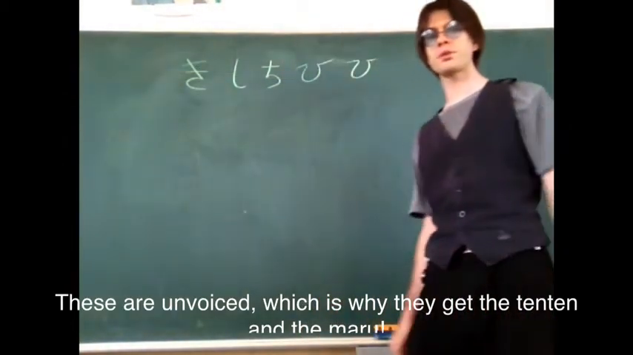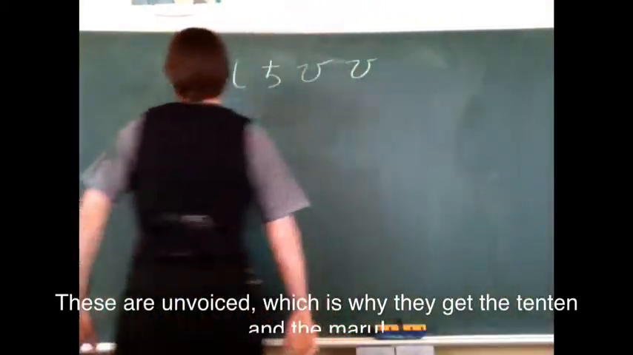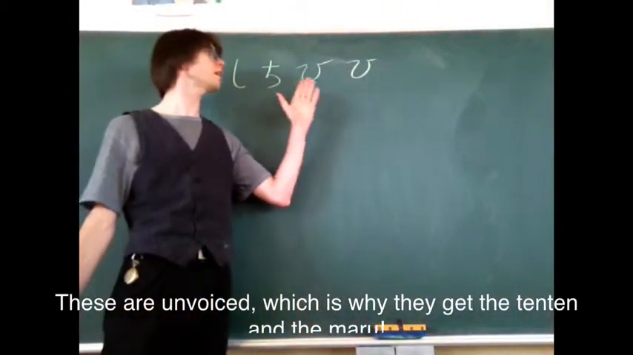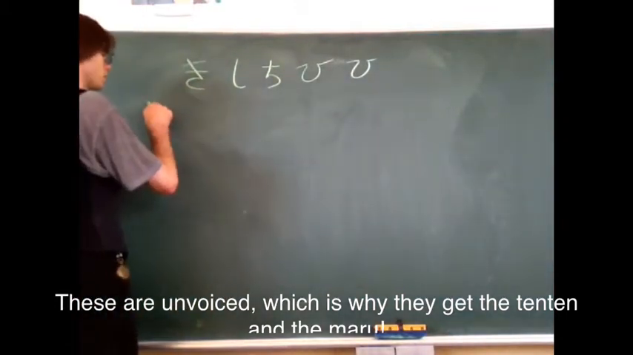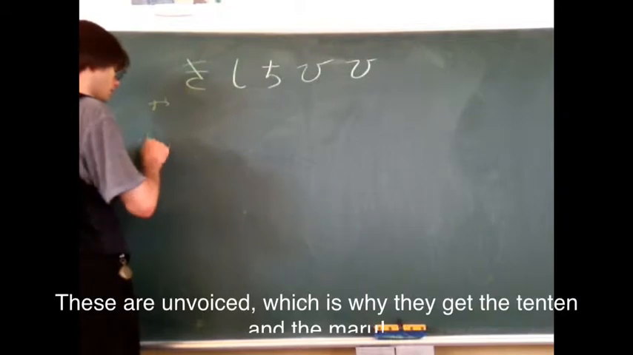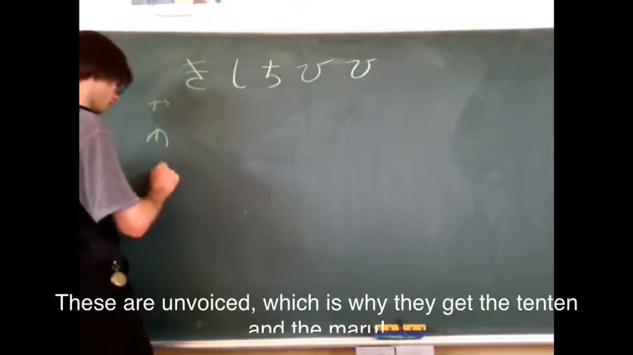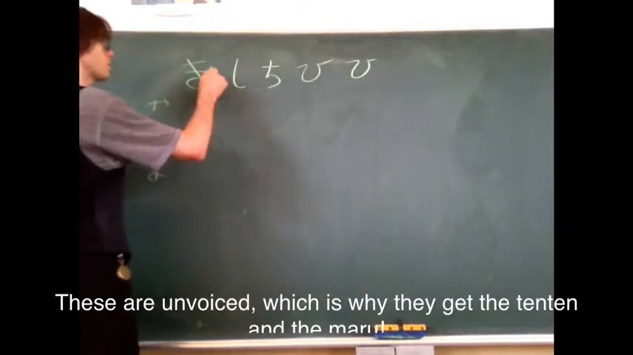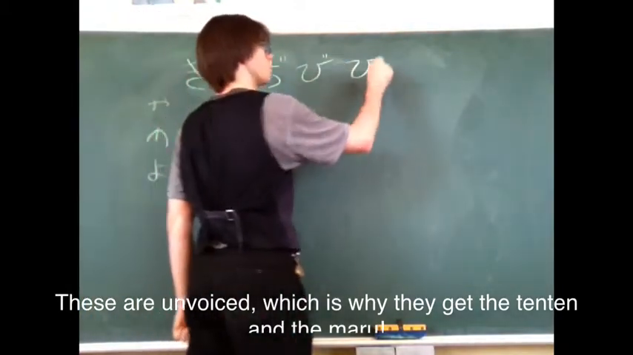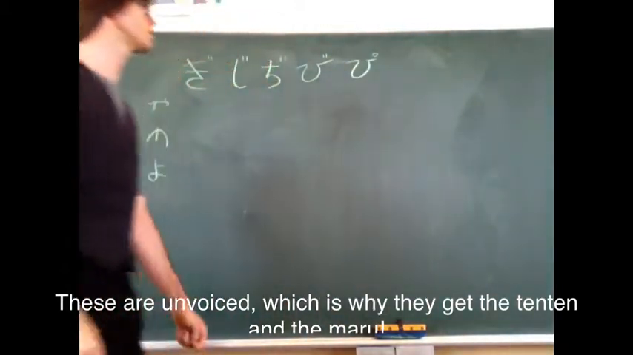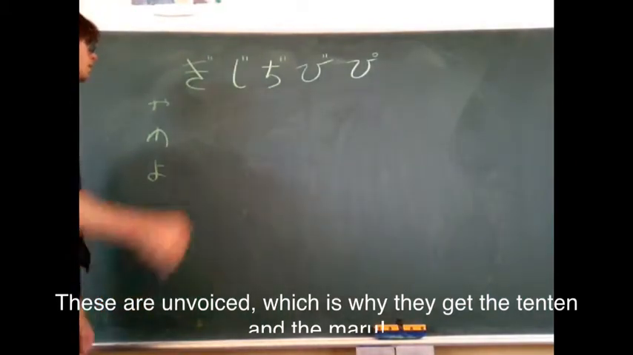Alright, so let's wrap this whole thing up. First, we already know ki, shi, chi, hi, and hi twice. We'll talk about that in a second. And we know how to do the combinations with ya, and with yu, and with yo. And we know what happens when we put ten-ten on all of these. And what happens when we put the little circle on that one, the maru.